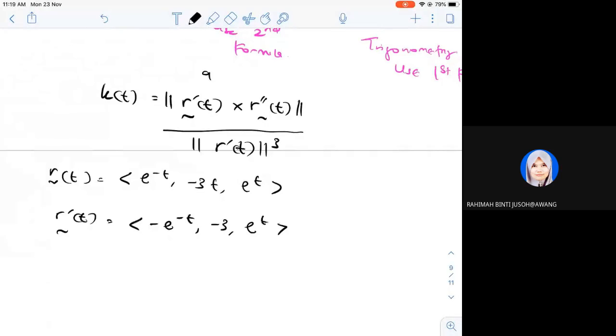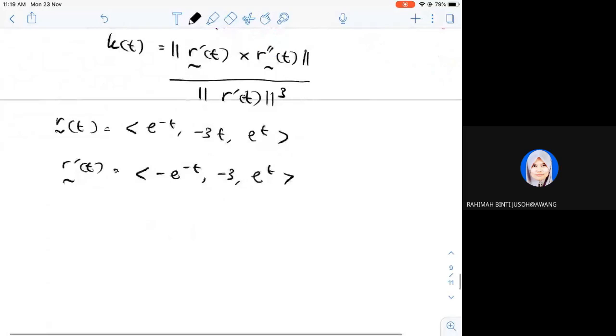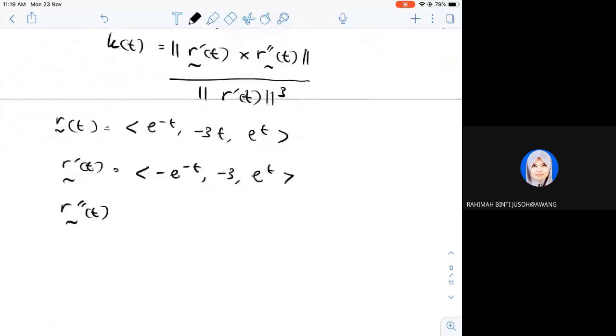Okay, and then we have r double prime t. So negative, jadi positive. Okay, differentiate again. So differentiate negative exponent negative t becomes positive exponent negative t, negative 3, differentiate apa ni? 0, yes. And then this one exponent t. Okay, good, well done.